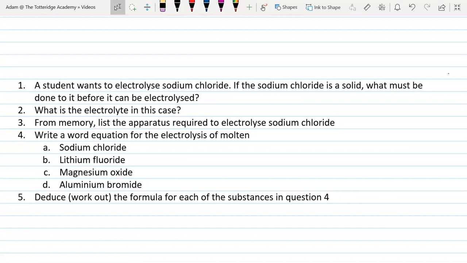Okay, I'm hoping that you've done these questions now, so we can go over some answers. So a student wants to electrolyze sodium chloride. If sodium chloride is a solid, what must be done to it before it can be electrolyzed? So here we'll say it either needs to be melted or dissolved in water. Nice and straightforward. What's the electrolyte in this case? Oh, sodium chloride.